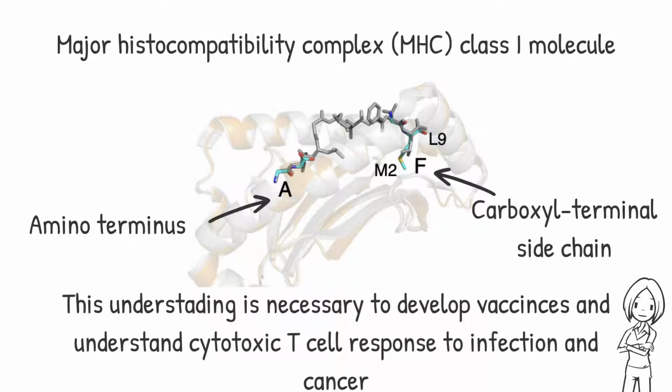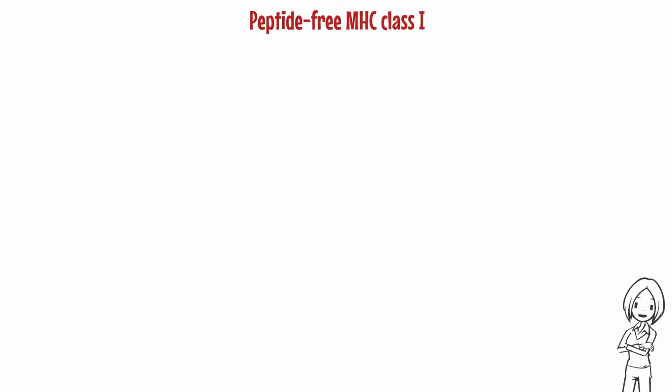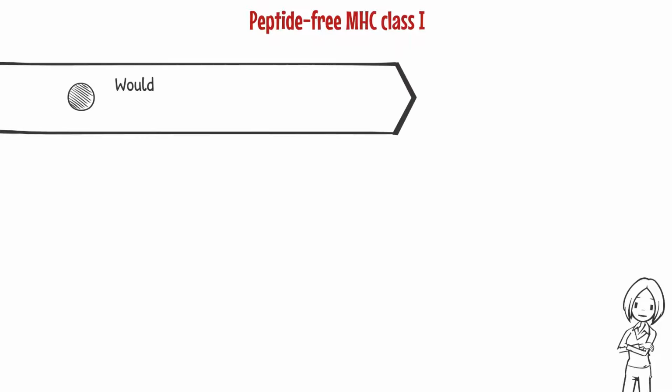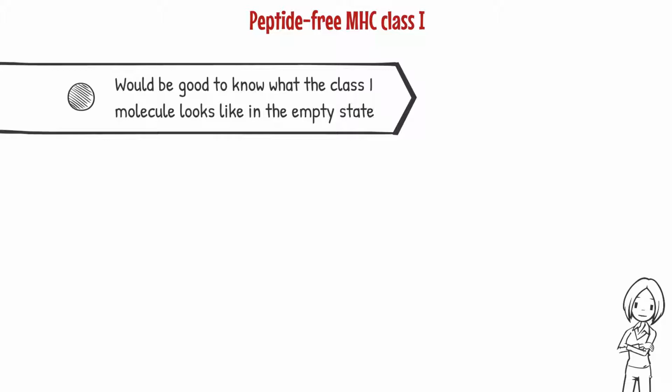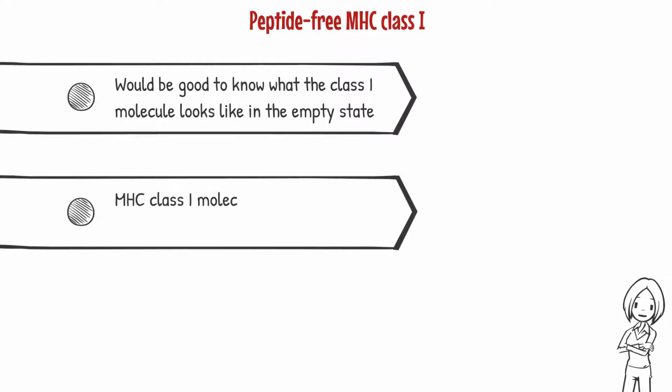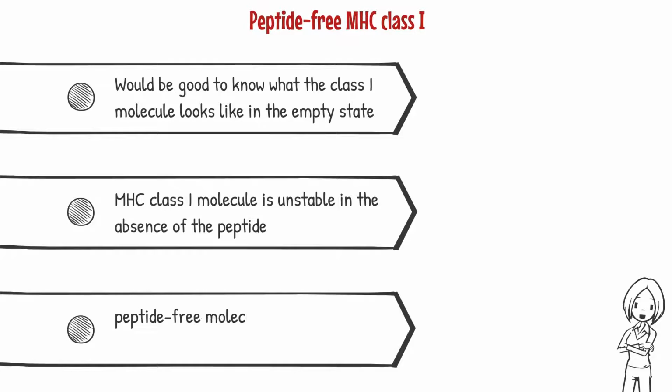In order to learn about peptide binding, it would of course be good to know what the class 1 molecule looks like without the peptide, that is, in the empty state. The problem is that no one knew how to make peptide-free class 1 molecules because the binding site is unstable in the absence of the peptide. So peptide-free class 1 molecules have been modeled instead of crystallized.